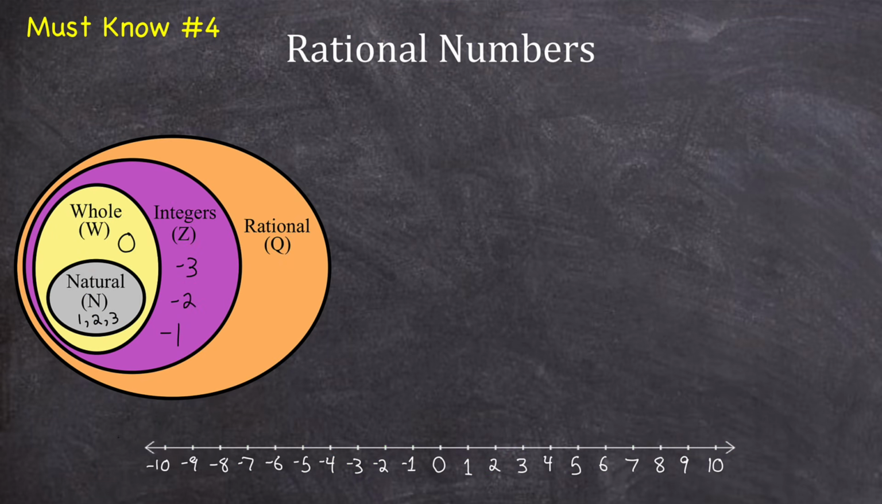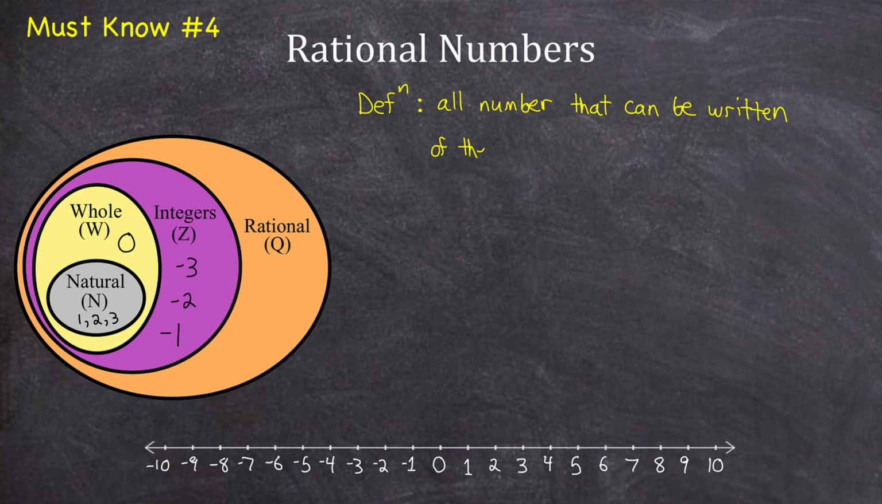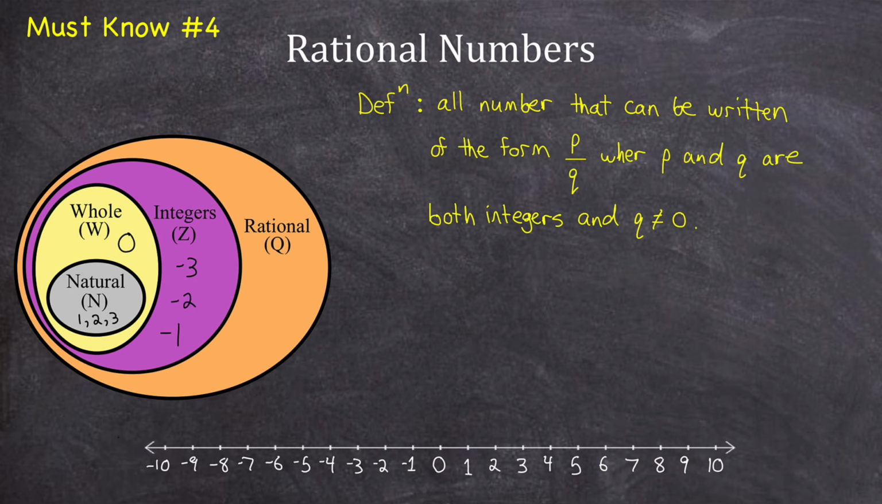Must-know set number 4, the set of rational numbers. The definition for this set is that it is the set of all numbers that can be written of the form p over q, where p and q are both integers and q is not equal to 0. Now, there are lots of different types of numbers that can be written in this form, p over q, where p and q are integers. This basically just means any number that can be written as a fraction.